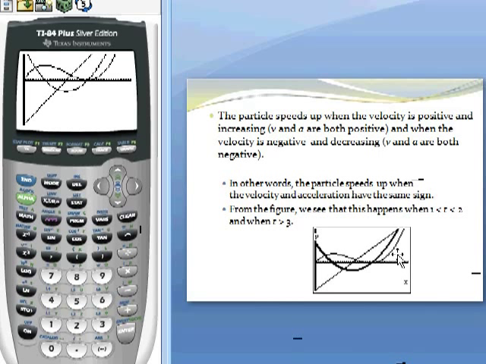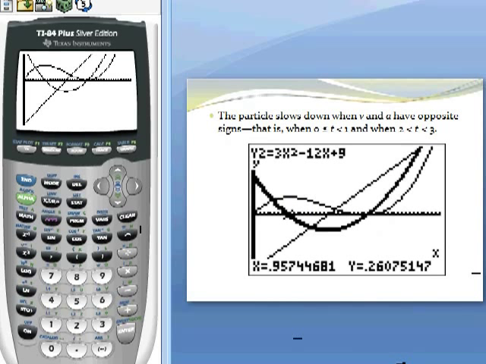Or between 1 and 2, remember how it was between 1 and 2? It is both negative, negative, negative. Do you see that? So you can do all sorts of analysis by looking at things. The particle slows down when v and a have opposite signs. And you can look at that.